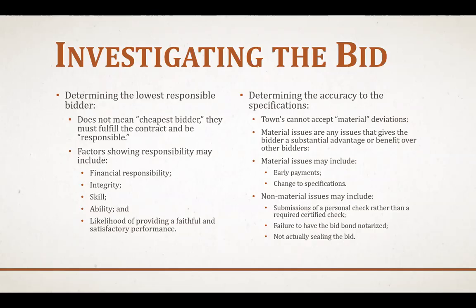What are some examples of immaterial deviations or non-material deviations? A failure to submit an affidavit, submission of a personal check rather than a certified check, failure to describe their status properly, failure to have their bid bond notarized, not actually sealing the bid, and then a few-minute delay in delivering the sealed bid. These are all issues that are non-material. They don't actually change whether the bidder has an advantage or not. It's just issues that have come up while the bidder was preparing for the bid.